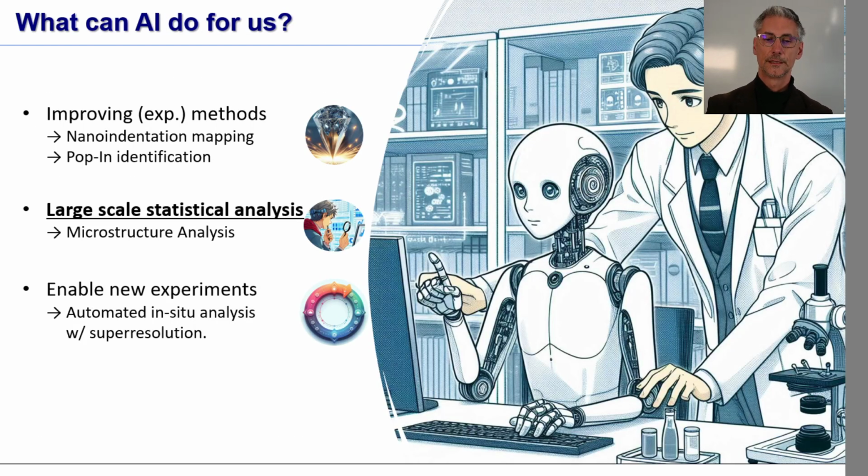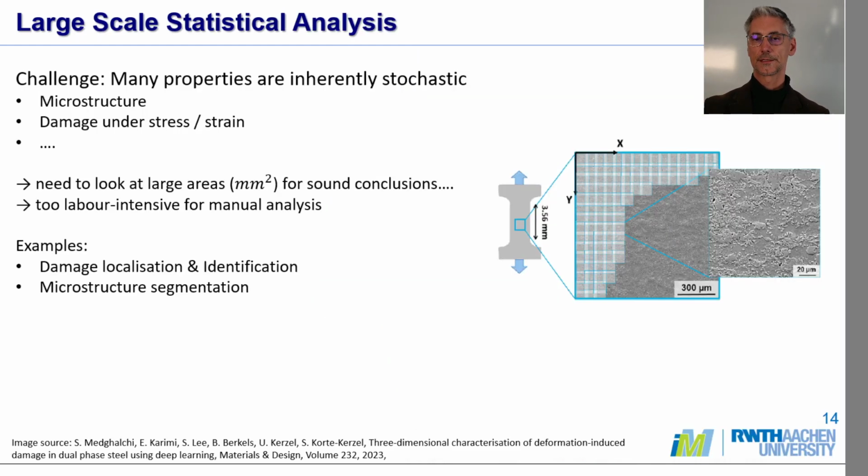Let's come to the next example, large-scale statistical analysis, and here we focus on microstructure analysis. Why is that important? The challenge is that many properties are inherently stochastic. That affects the microstructure, but also the evolution of damage under stress and strain and many other properties of materials. So that means that we need to look at large areas, by which we mean several millimeters squared, to be able to make sound conclusions.